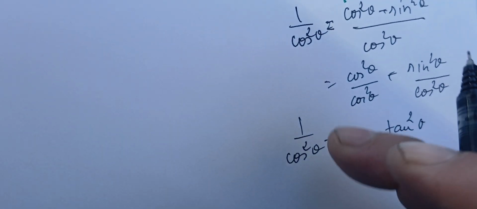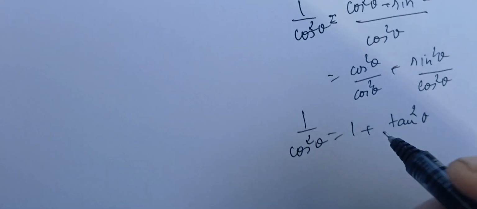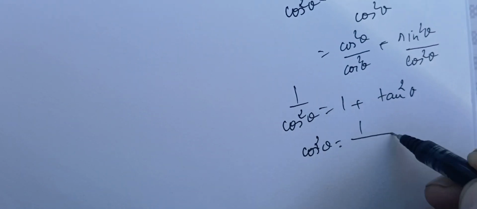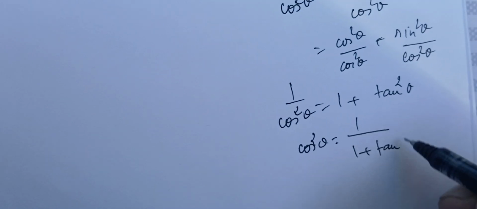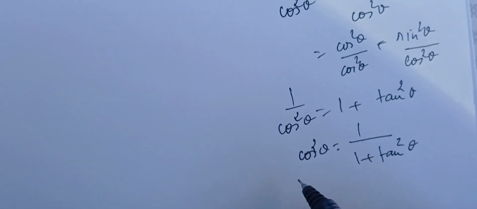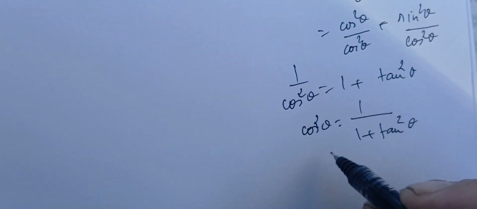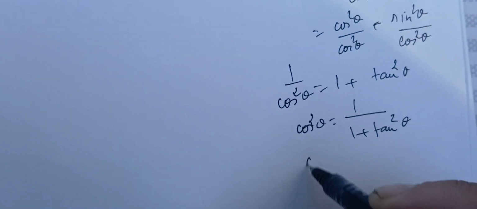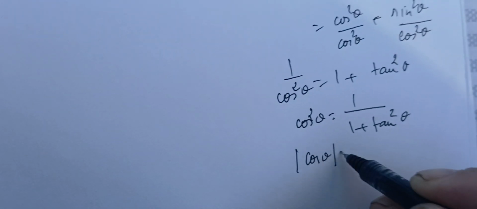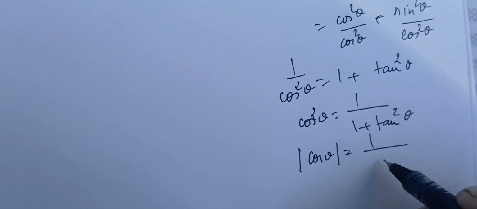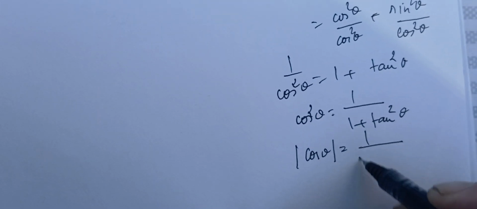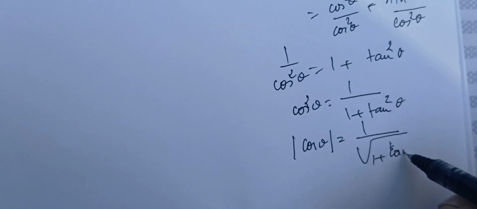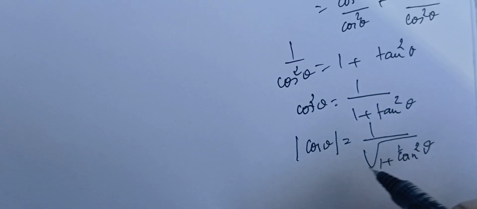And if we flip, assuming all the conditions to do that, we have cosine squared of theta equals 1 over 1 plus tangent squared of theta. Now we take the square root. So taking the square root, we have the cosine of theta in absolute value equal to 1 over the square root of 1 plus tangent squared of theta.